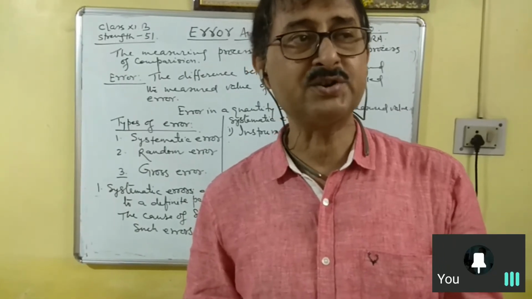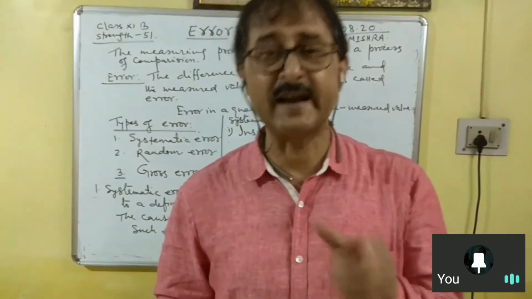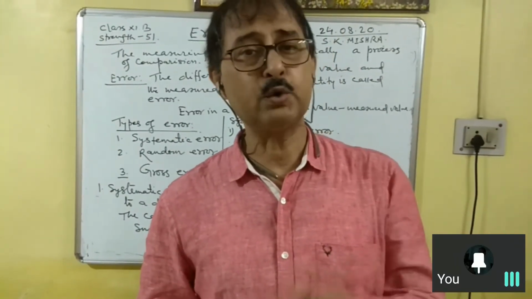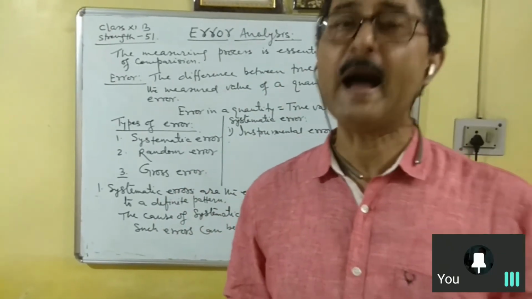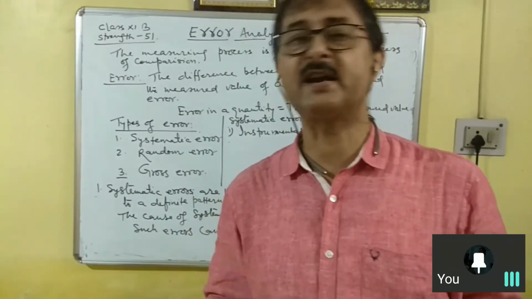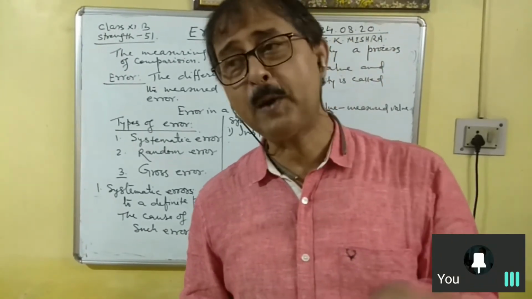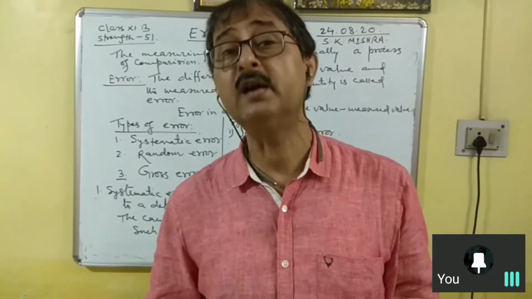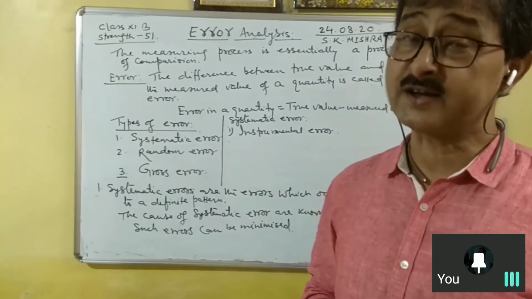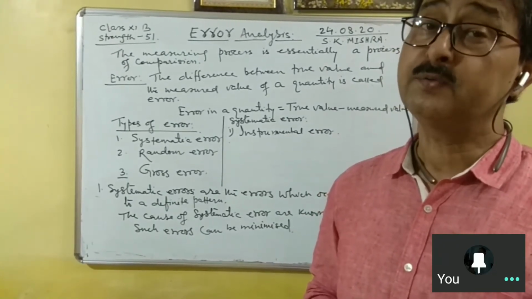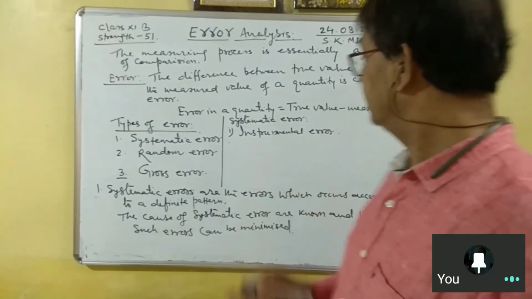If you see the meter scale, 0 to 1 centimeter has 10 divisions, but 1 to 2 may not have 10 divisions. It may have 8 divisions. Again 2 to 3 has 10 divisions. Then 3 to 4 may have 7 divisions. So if this type of error occurs, this is called instrumental error, and it arises due to faulty construction, faulty calibration, faulty way of manufacturing the instrument. This is called instrumental error.